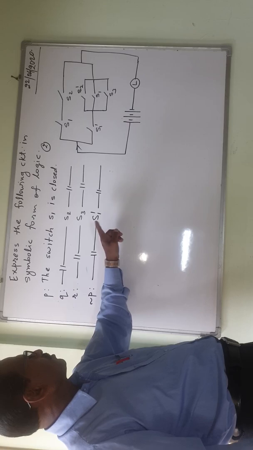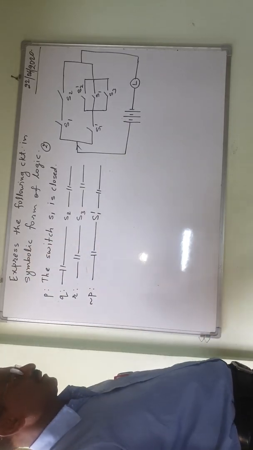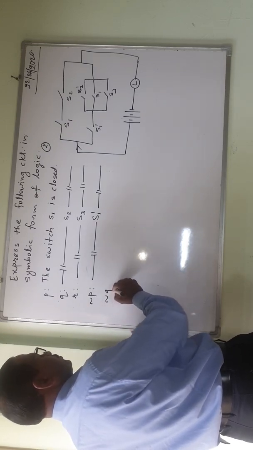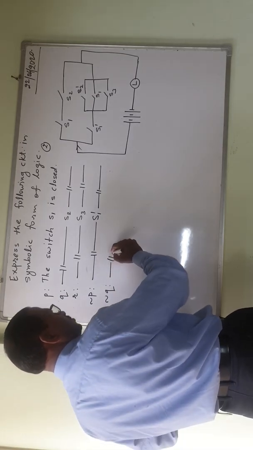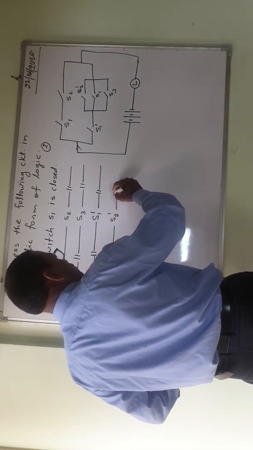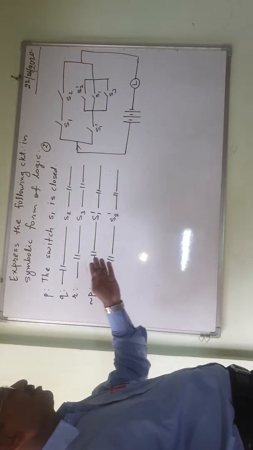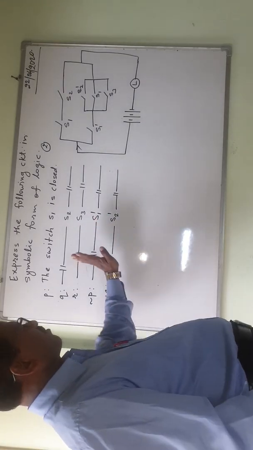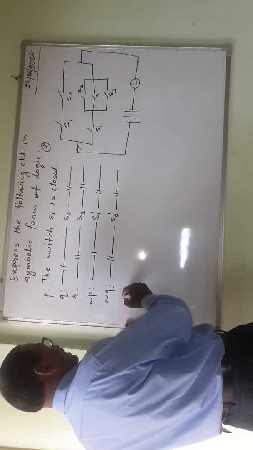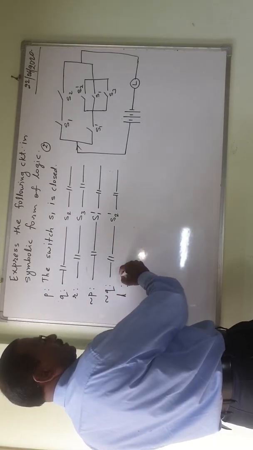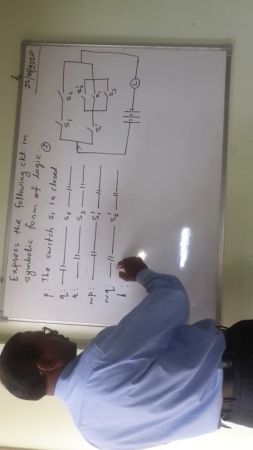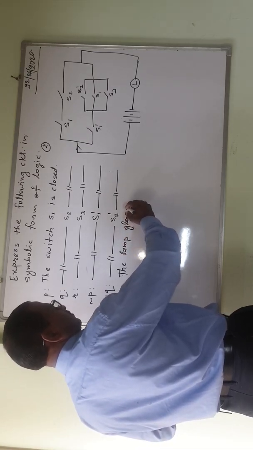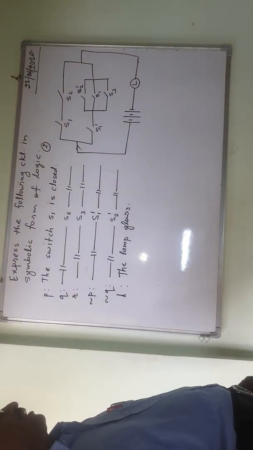S1 dash is closed means this is open. The opposite idea. Then S2 dash is also there. So negation Q means S2 dash is closed, or switch S2 is open. That way it will come. But don't make too much confusion. Go on writing the same thing. And then now I will write L, the lamp glows.